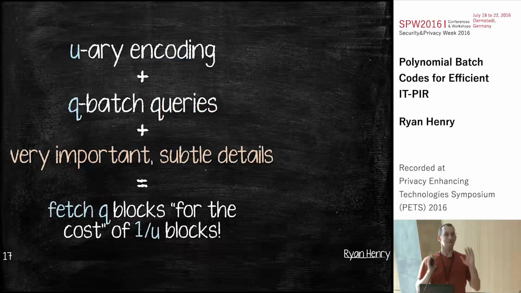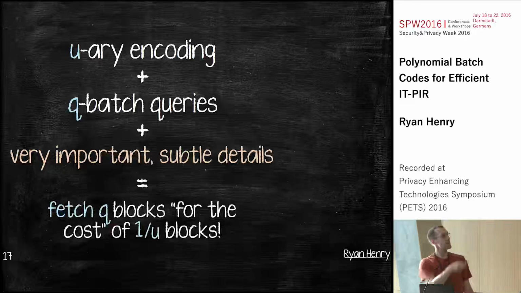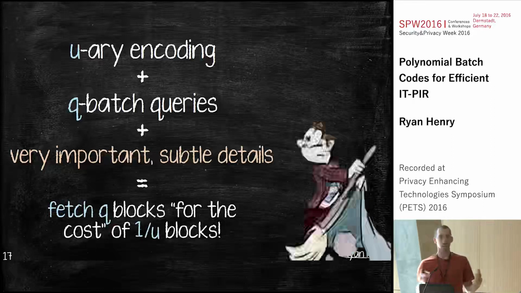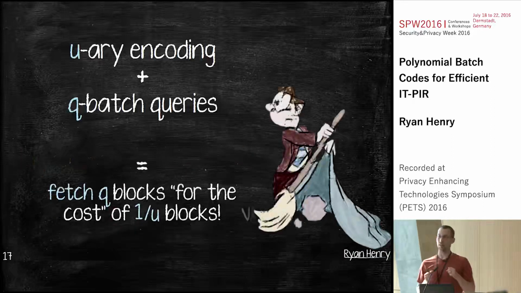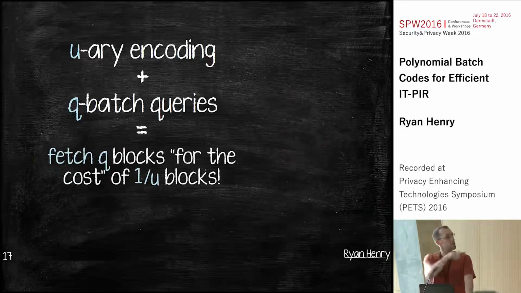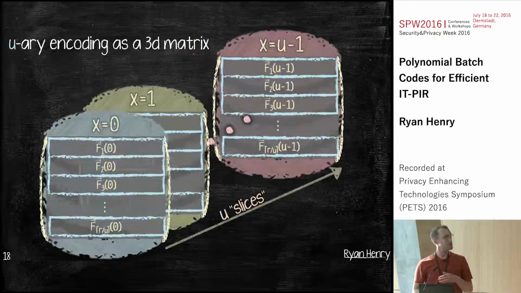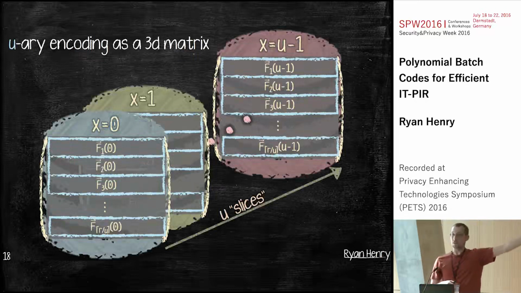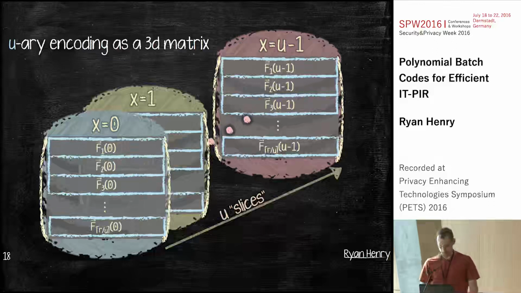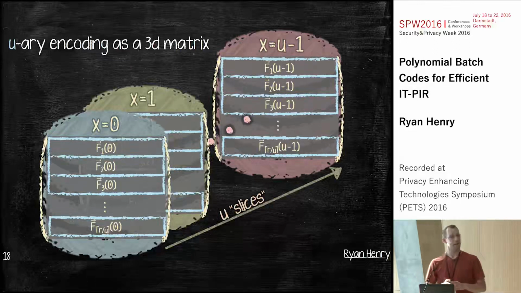Okay, so the next thing I want to talk about is what happens if we try to put these things together. It turns out you can use what I call the U-area encoding, taking the database and encoding it in these ramp scheme polynomials, with those Q-batch queries. And then if you add in some other very important subtle details, which I will just sweep under the rug for the time being, you get Q blocks for the cost of 1 over U blocks, which is quite nice. So what are the important details that I'm sweeping under the rug there?